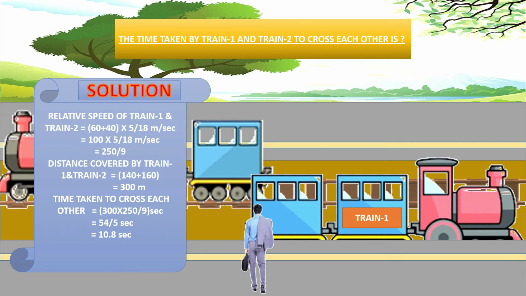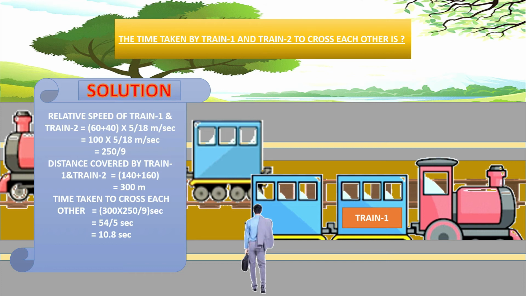So the relative speed of train 1 and train 2 is 60 km per hour plus 40 km per hour, and to convert it into meter per second we are multiplying it by 5 by 18. 60 plus 40 is 100. By multiplying it by 5 by 18 we are getting 250 by 9 meter per second.